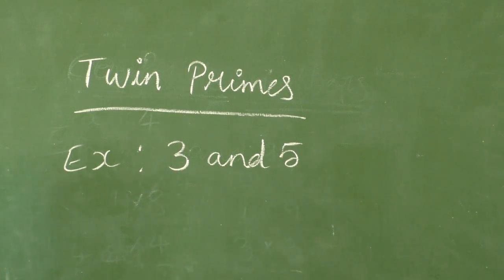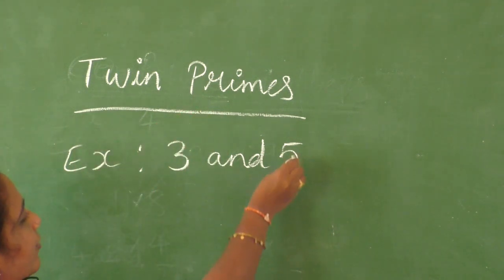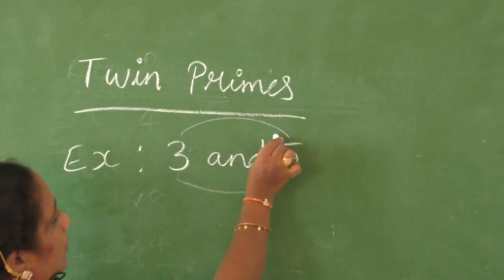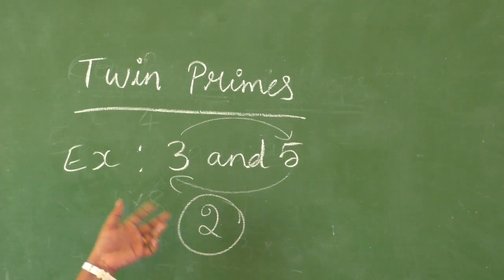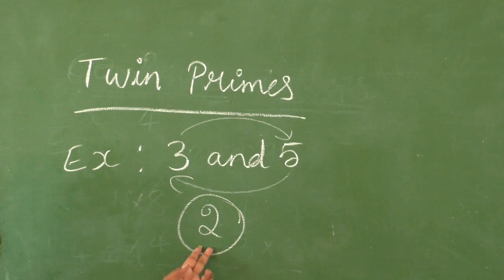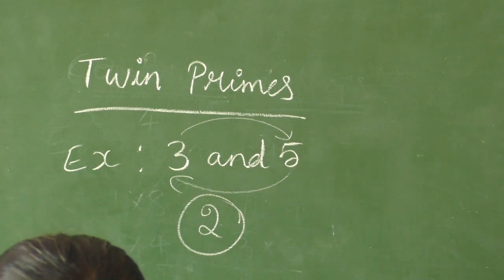Then twin prime numbers means, what is the difference between these two prime numbers? 5 minus 3, 2. So, two prime numbers whose difference is 2 are known as twin primes. Okay. Next.